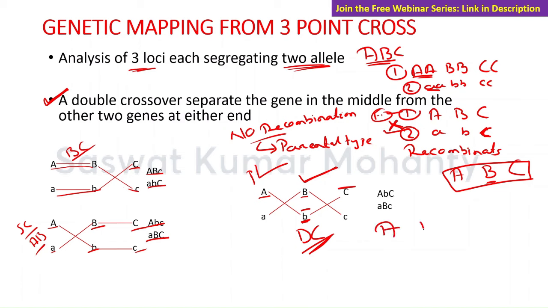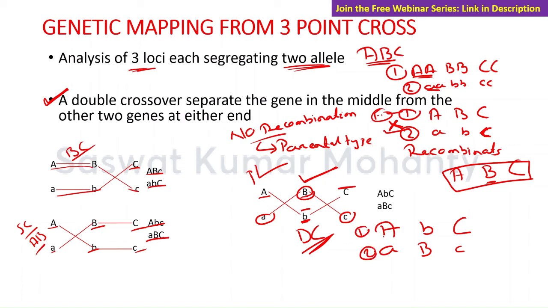Capital A, small b, and capital C. Then small a, capital B, and small c. As you can see from the double crossover product, you can easily find out the middle gene. See here, this is the first product and this is the second product.